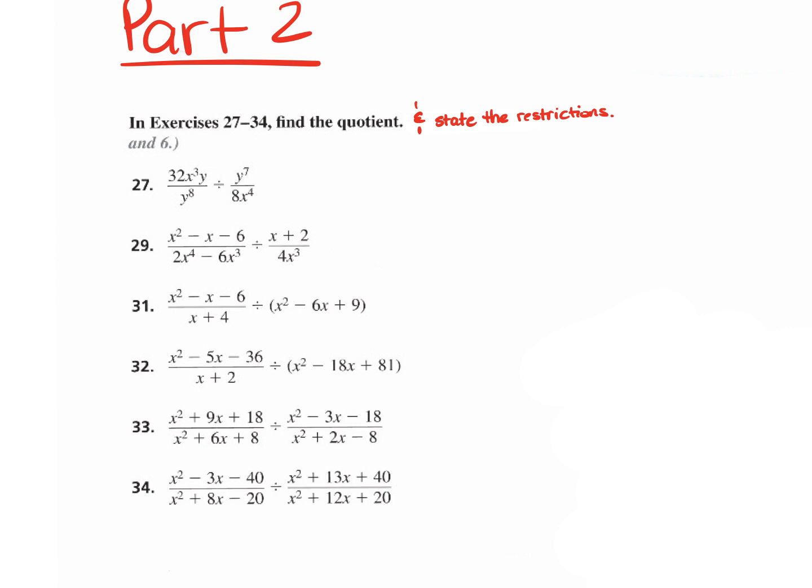And it says to state the restrictions. That means what the denominator, or what the variables in the denominator, cannot be. So we're going to talk about doing that. So let's look at 27.